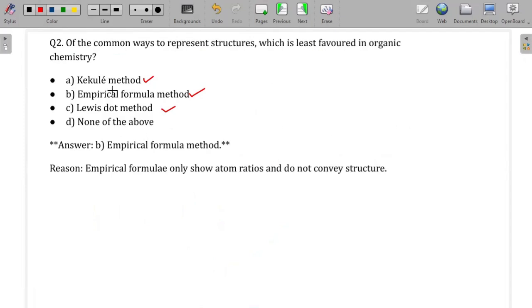So let's first know about these methods. The Kekule method, I'll just write Kekule here. This is the method where we represent the bonds using lines. For example, in water, I'm just going to say H to O to H. So this is the Kekule representation of water. And then the empirical is the one where you write the formula. So empirical formula, I'll just write H2O.